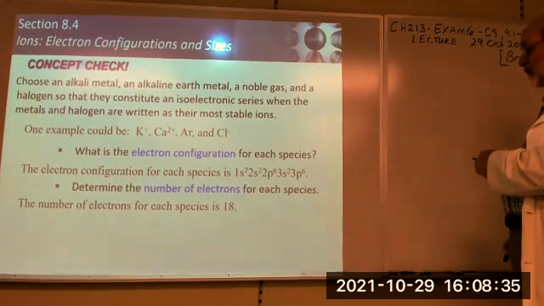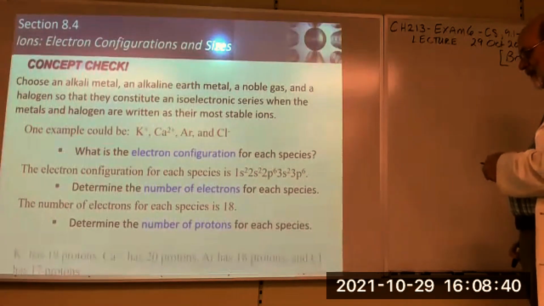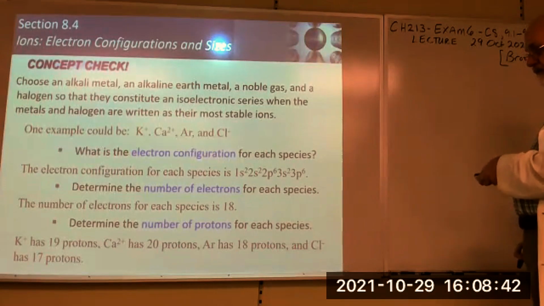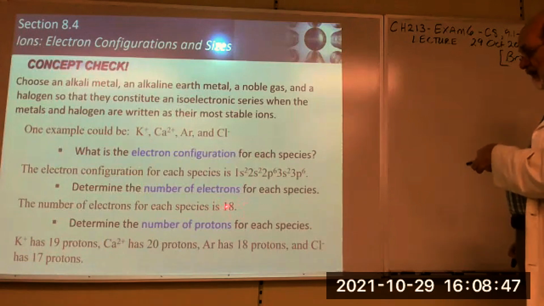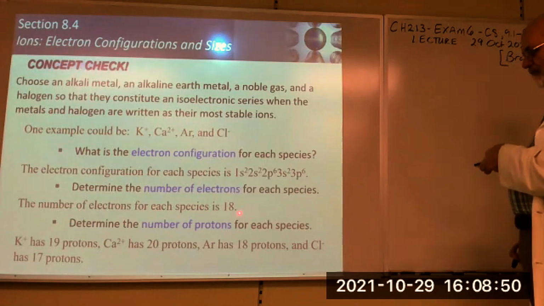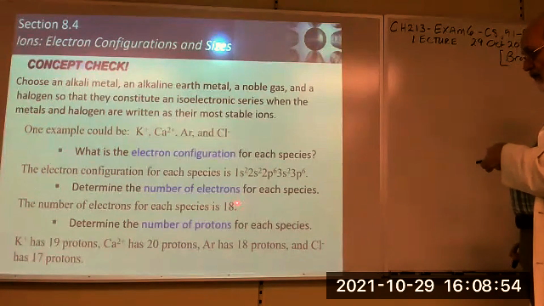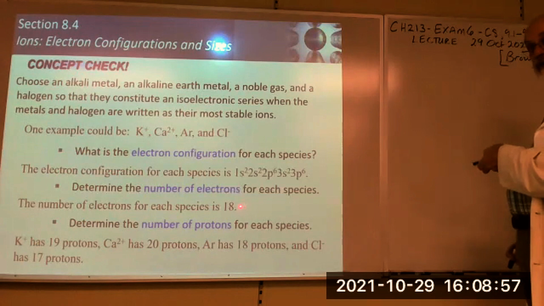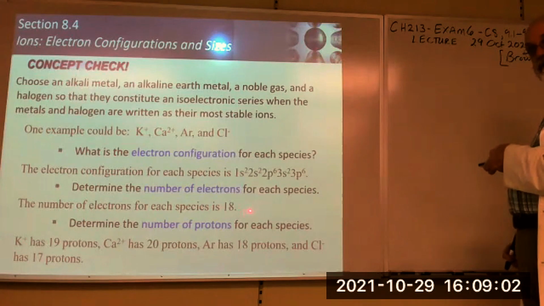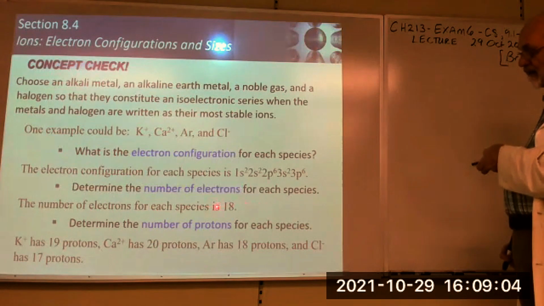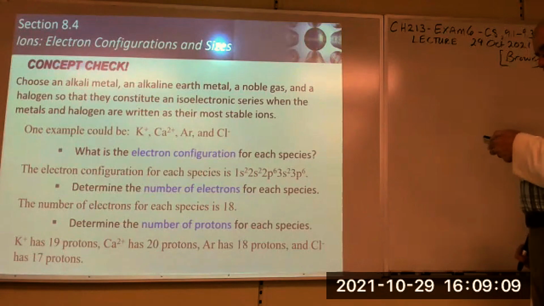Yeah, the number of electrons is exactly equal for each one of those, but then the protons are different based upon the charge. So if they all have the same number of electrons, then if you have one proton more, that's a +1 ion. If you have two more protons, it's a +2. Or if you have 17 protons, it's a -1.